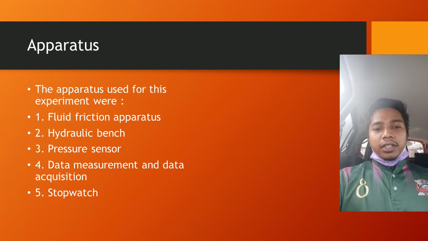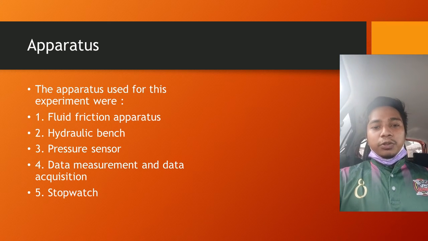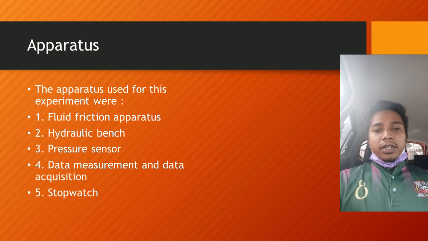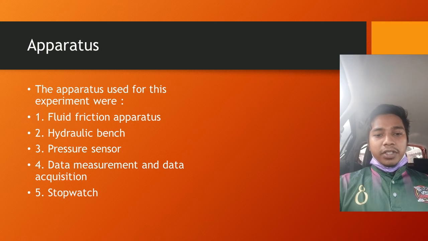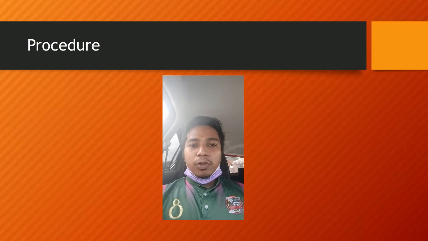First, there are some apparatus that we use to perform this experiment. There are 5 apparatus. First is the fluid friction apparatus. Second is the hydraulic bench. Third is the pressure sensor. Fourth is data measurement and data acquisition. Lastly, the stopwatch.